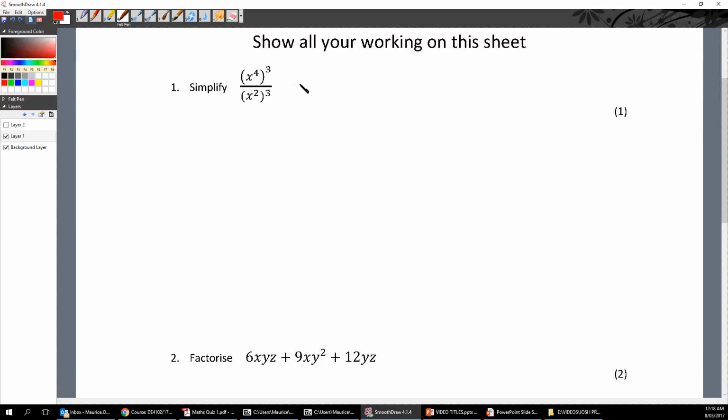Now, first thing is that when we have a situation like this where we're cubing indices, when we're dealing with indices, they're a bit different. So in a situation where we've got powers of indices, that is going to be equal to x to the power of 4 times 3, because we're powering the indices. Okay, so 4 times 3, and similarly over here x to the power of 2 times 3.